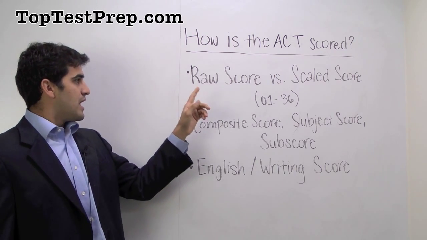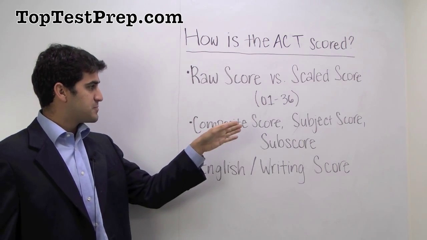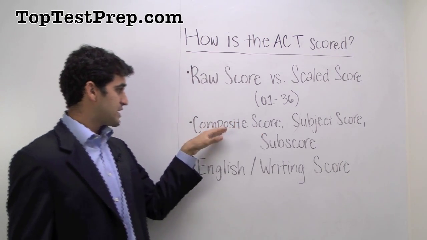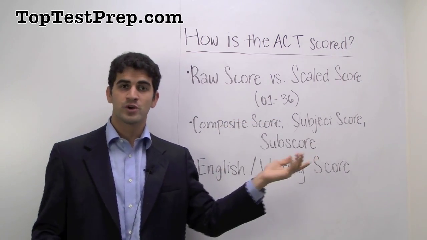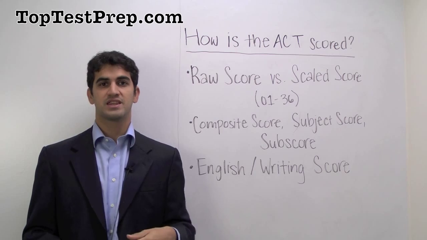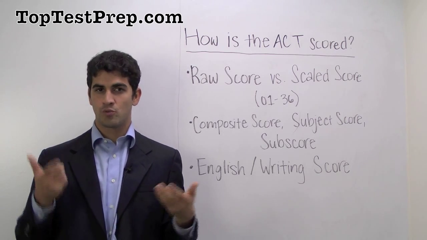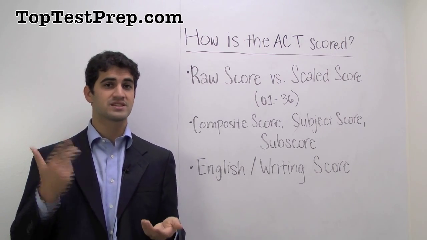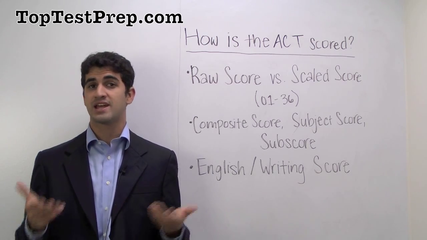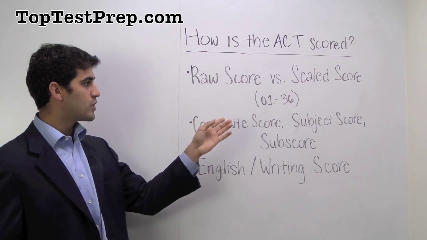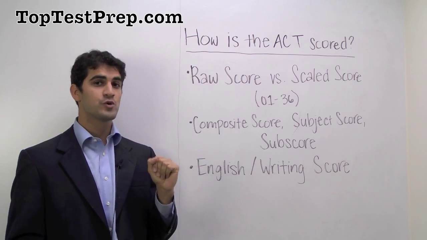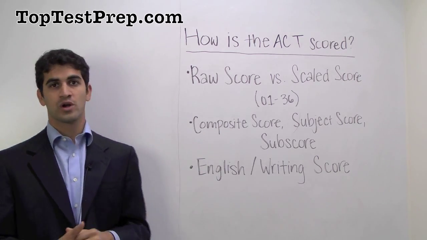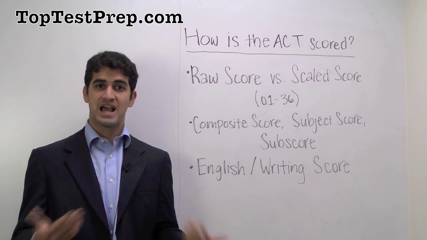So that score is based on a few different subscores: the composite score, the subject score, and the subscore. The subject score is the score from 1 to 36 that they give you for each individual subject test. Remember, on the ACT there's the English test, the science test, the quantitative reasoning test, and the reading test. So you get a score out of 36 for each individual subject, and then they average those 4 scores together to give you the composite score, which is the single number that you report if somebody asks you your ACT score.